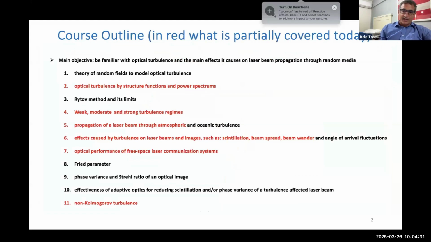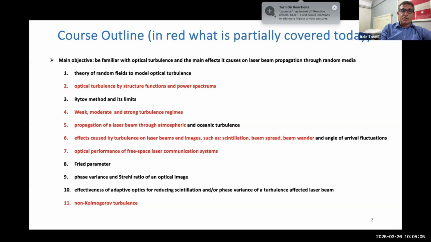Anyway, I put here the outline, not of this presentation, but of my course. In red, you see the topics that today I partially cover. Unfortunately, I don't have time to talk about what you see here in black. So today I'm going to talk about optical turbulence, how we model optical turbulence using a structure function and power spectrum. I'm going to show you what kind of regime a laser beam propagating in the atmosphere can face.